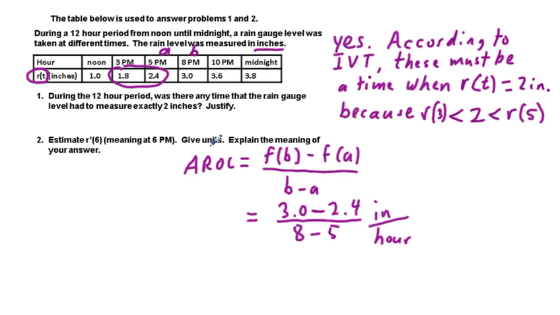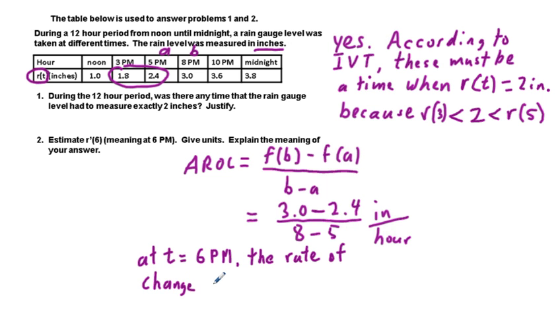And then finally it says give the meaning of your answer. So that would be at t equals 6 p.m., the rate of change of rain level is estimated to be this one right here, 0.6 over 3 inches per hour.